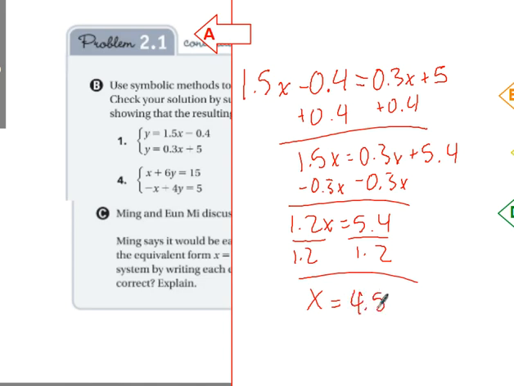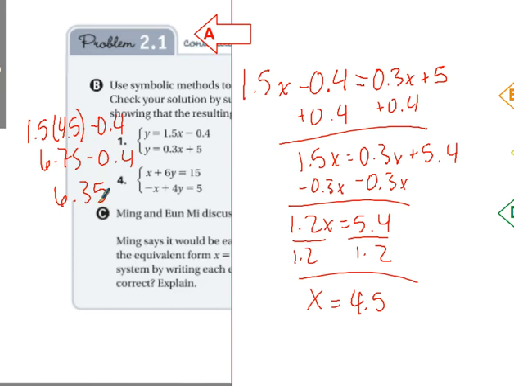So now we need to substitute this back into the equation to know that we have the correct value of y. So when we substitute 1.5 times 4.5 minus 0.4, you get 6.75 minus 0.4, and then you get 6.35.